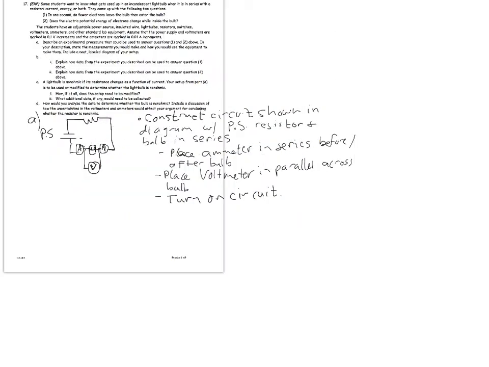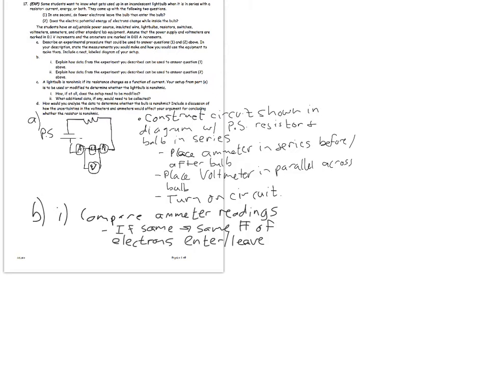All right, for part B, we want to explain how this data is going to help answer those two questions. That first question was, we want to know whether or not fewer electrons enter the bulb than leave the bulb. So for that first question, we're going to compare our ammeter readings. The ammeter measures current, which is really a measure of the flow of electrons. So if those ammeter readings are the same, it means that the same number of electrons enter and leave. If they're different, it means a different number enter and leave.